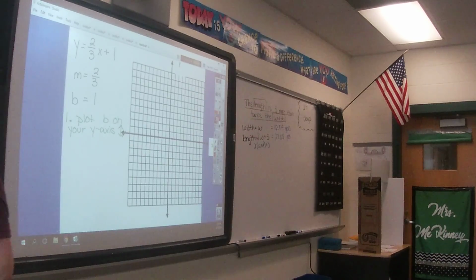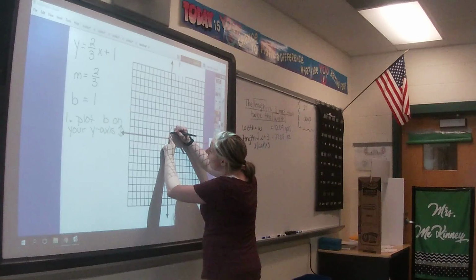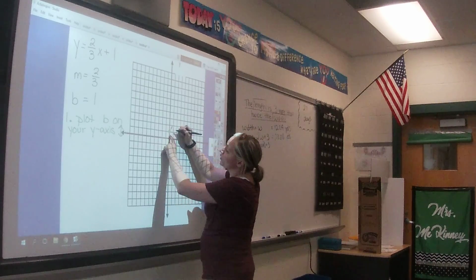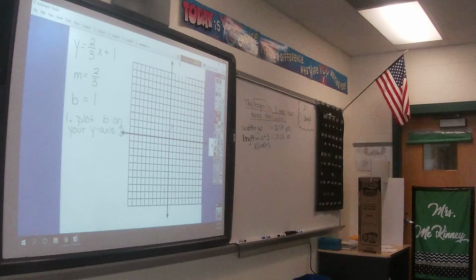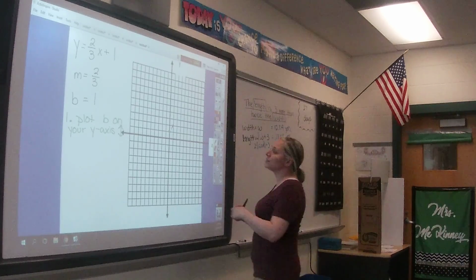Remembering that your y-axis is your vertical axis. So we're going to go to 1 on our y-axis. This is a big mistake for my students. When we plot points, we always move horizontally first, so it seems like that should be what we do first, but it's not. B is our y-intercept, so we're going to go on our y-axis.